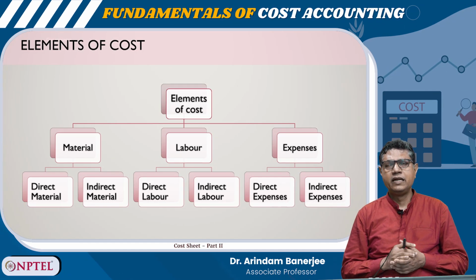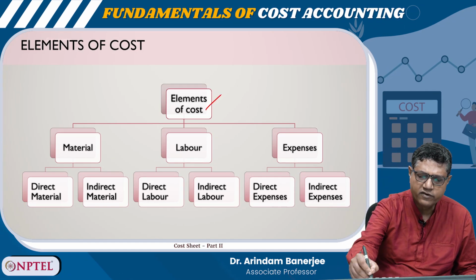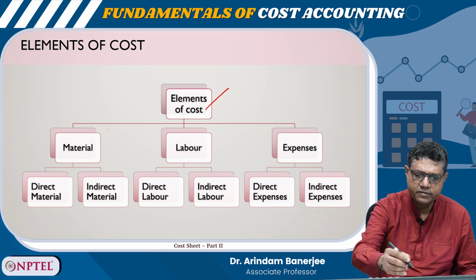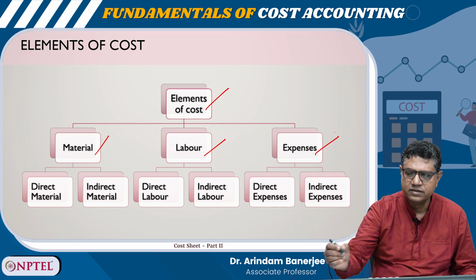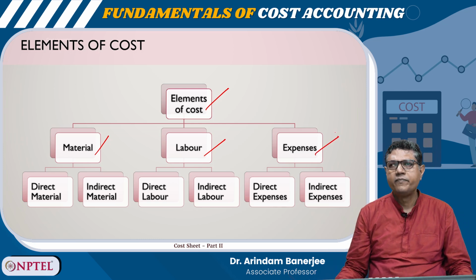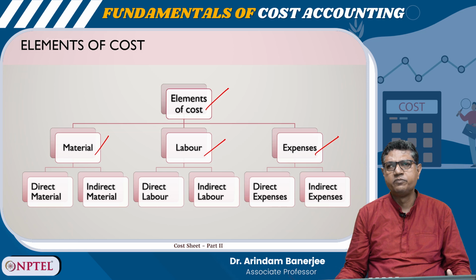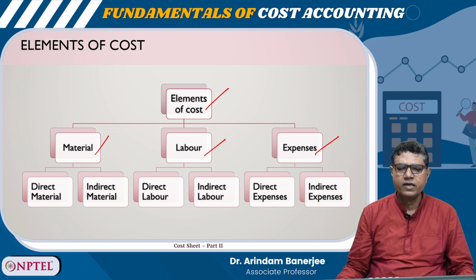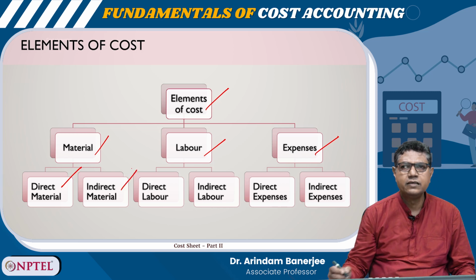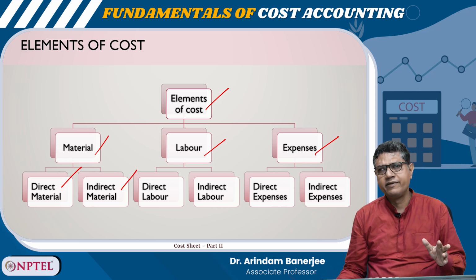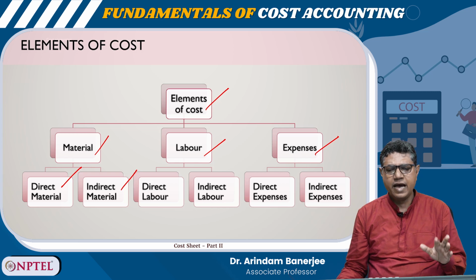So now what are the basic elements of cost? Elements of cost, first is material, labor and expenses. These are the three elements. First is material, second one is labor, and third one is expenses. The material I can divide into two parts, direct material and indirect material.